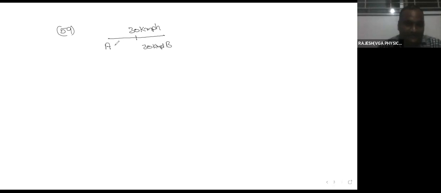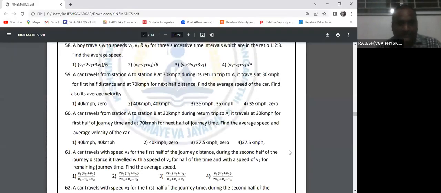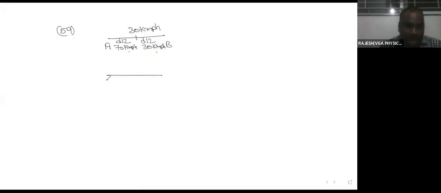Next half distance it is going for 70 km per hour. So there are 3 velocities, V1, V2, V3. Right? 30, 30, 70, equal distances, half of distance. So can I redraw this diagram as I'm going from A to B?